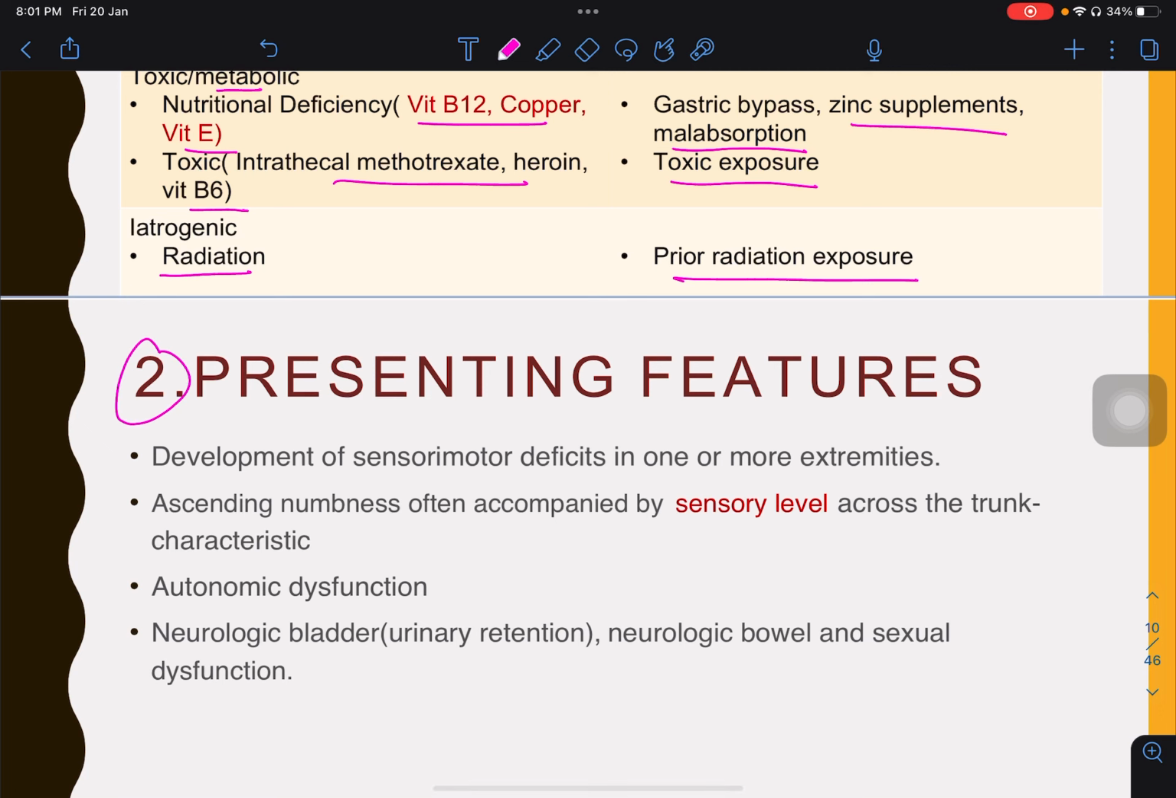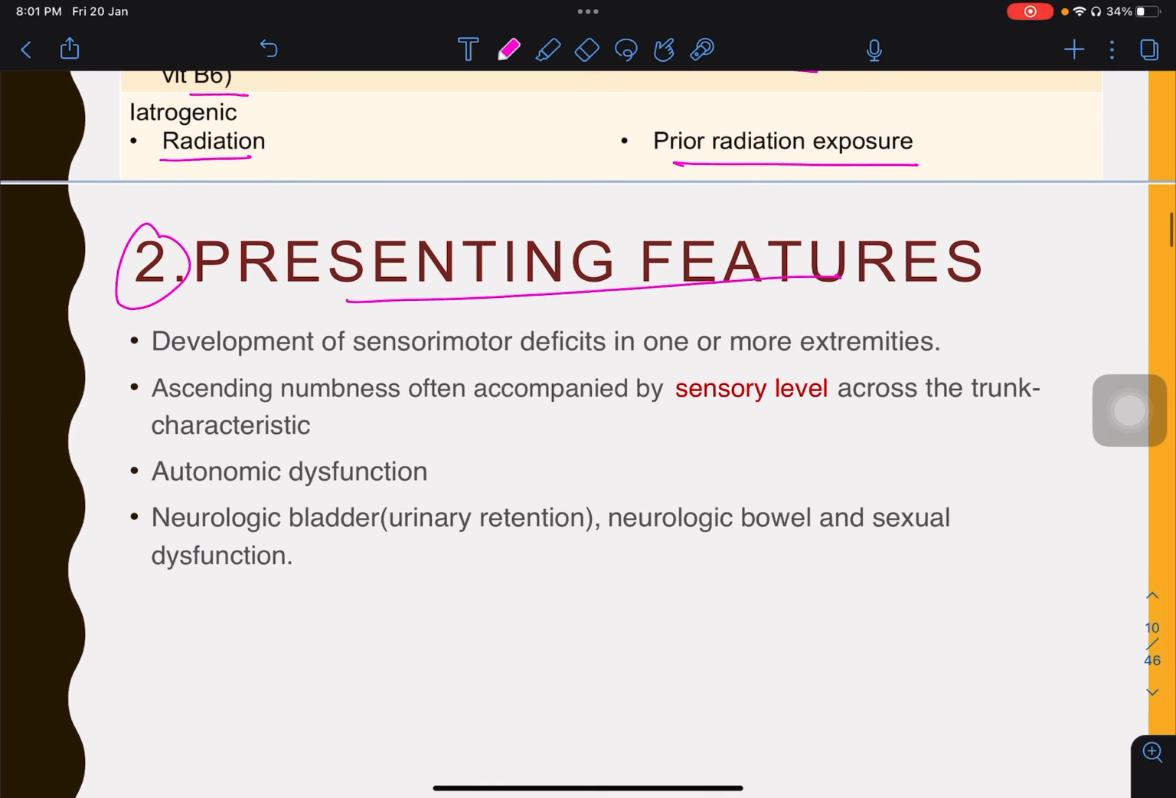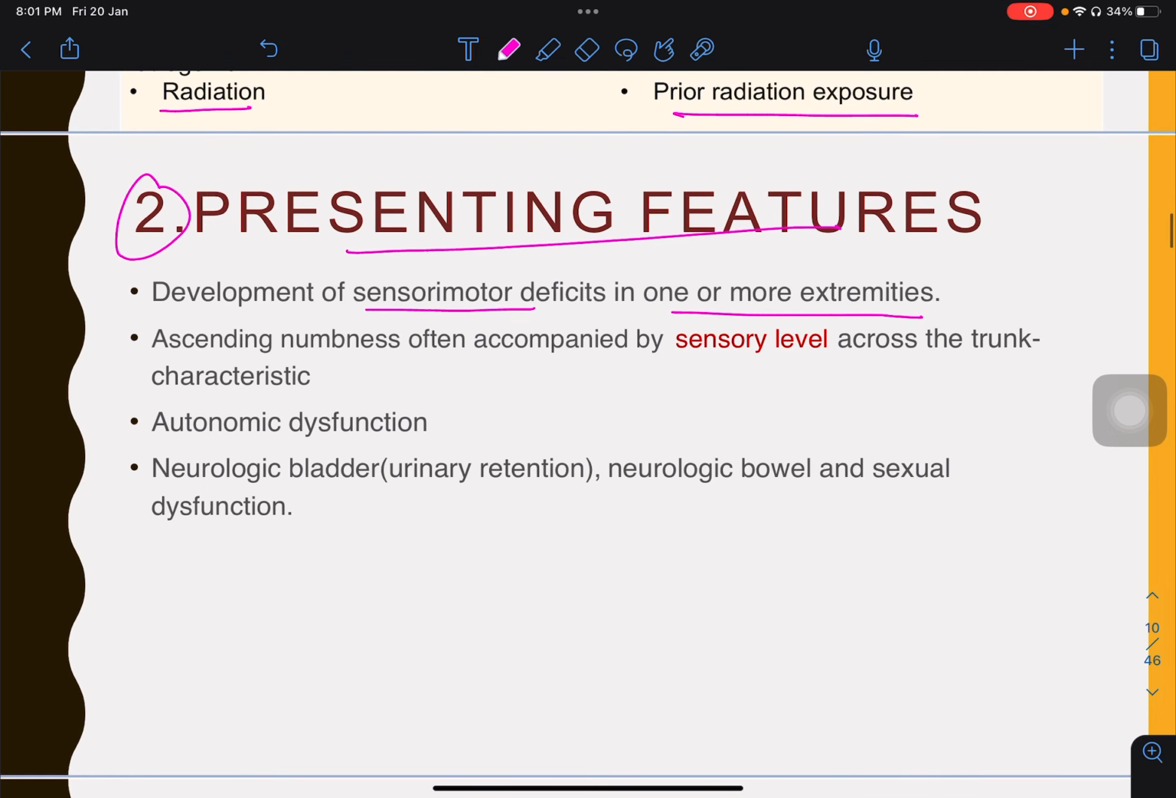Second, we'll discuss the presenting features. So what are the presenting features? There's a development of sensory motor deficit in one or more of the lower limbs. It could be in the upper limbs also if it is high cervical. There is ascending numbness, often accompanied by a sensory level across the trunk that is characteristic. It could be autonomic dysfunction, and neurogenic bladder, urinary retention, neurogenic bowel, and sexual dysfunction.